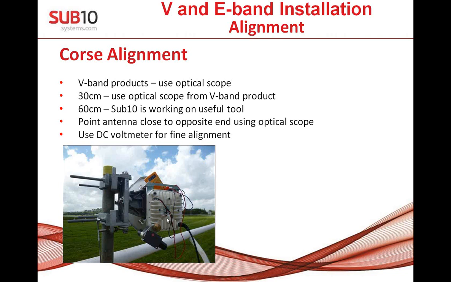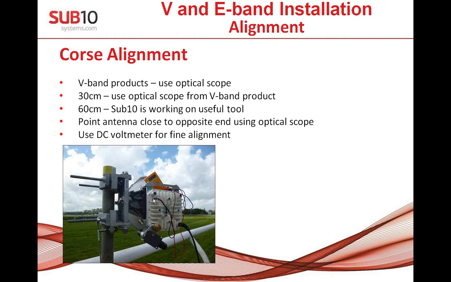You see it's vertical polarization, and you can put the scope on this corner, and you will see the opposite side. For the 60 centimeter antenna, we are working on a tool which will be usable for this. With the scope, you will be able to see the opposite side to be sure that you are in the right direction, and you will probably receive some signal. And last, for final alignment, use a DC voltmeter.